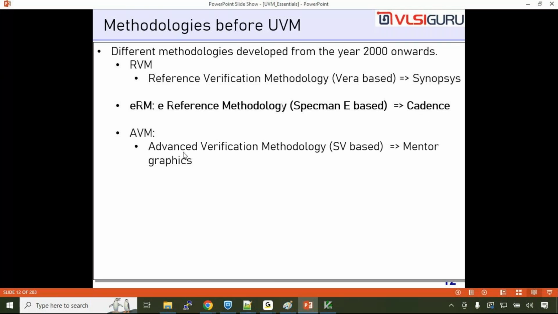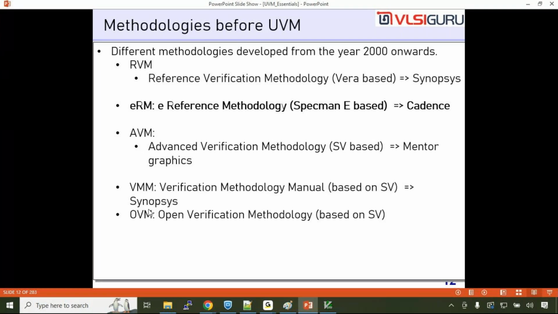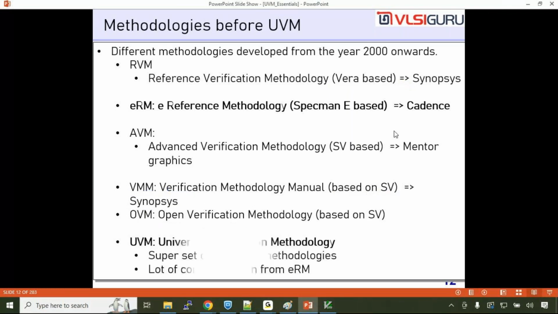AVM, which is Advanced Verification Methodology, was based on SV and developed by Mentor Graphics. Then came VMM and OVM. Till this point, Synopsys was using Vera-based methodology. Then Synopsys wanted something based on SV, so they came up with a methodology called VMM, Verification Methodology Manual. Then came OVM, which is Open Verification Methodology.